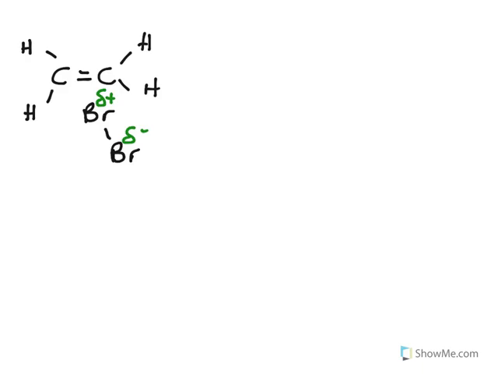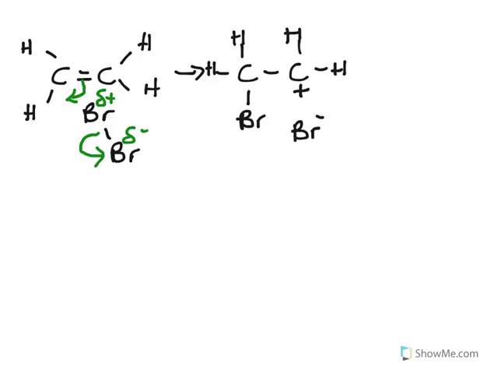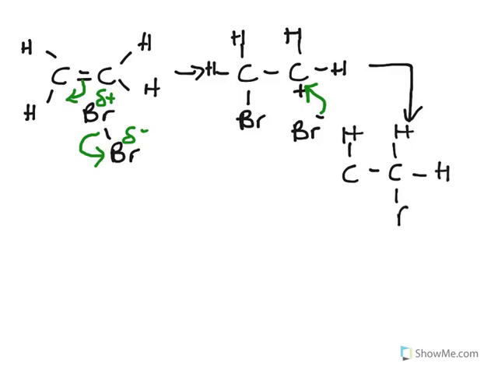So this now allows us to draw the mechanism. The pi system now bonds with this electrophilic bromine, and this bromine here will take both of those electrons, and again we get our carbocation intermediate. And of course, now having generated our bromide ion, this reaction can then continue on to make our dihaloalkane that we had at the beginning.